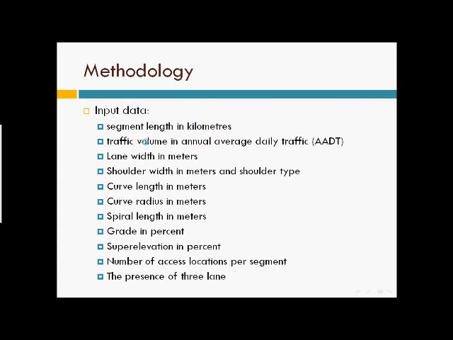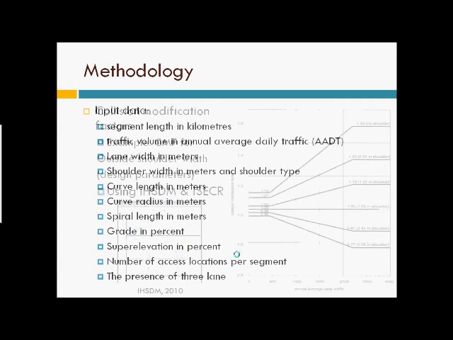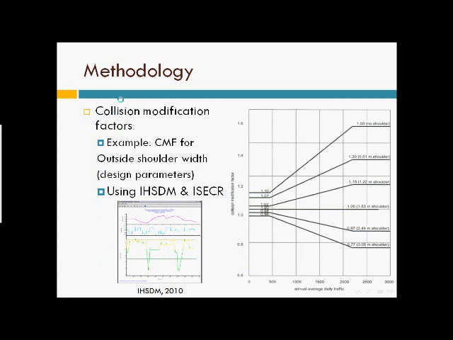What is the input data? We have the segment length, the traffic volume, lane width, the shoulder width, the curve length in meters, curve radius, spiral length, gradient percent, super elevation, number of access locations per segment, and the percentage of the three-lane. The collision modification factor example: the collision modification factor for the outside shoulder, for example, we can get it.